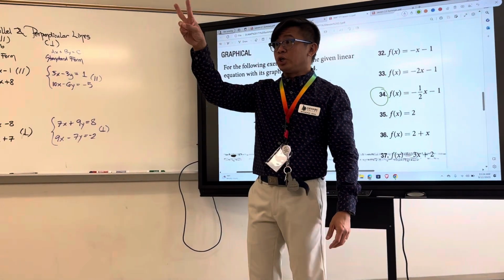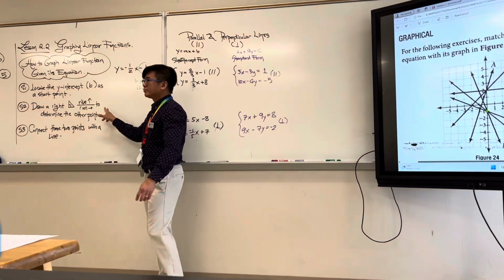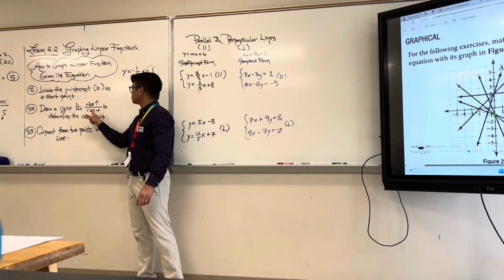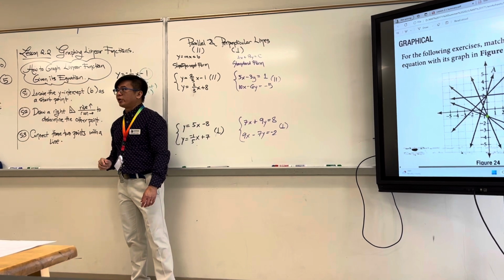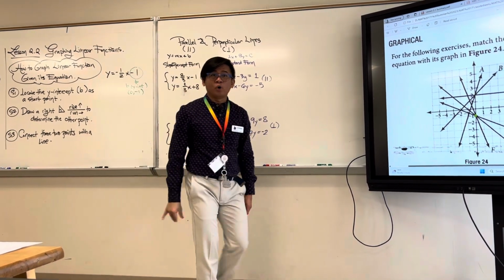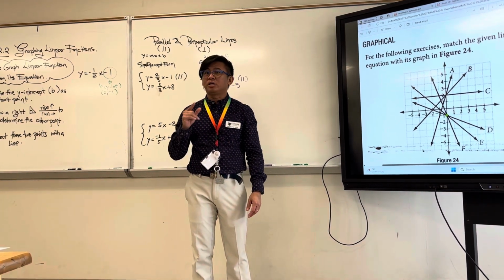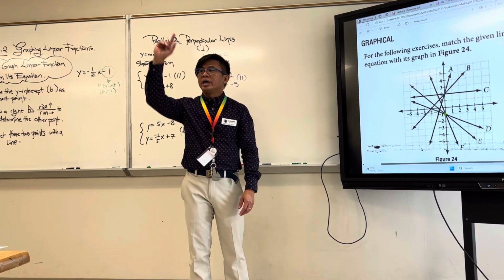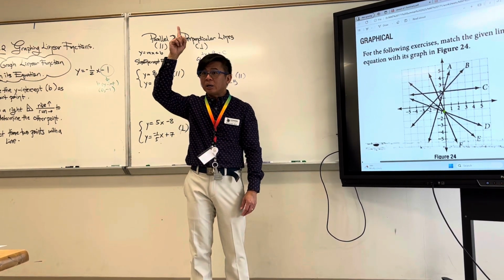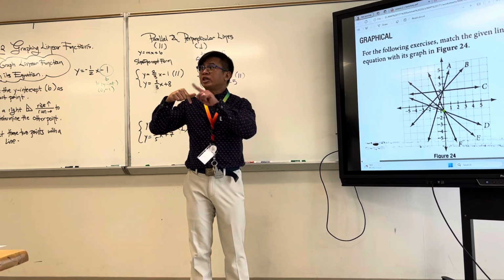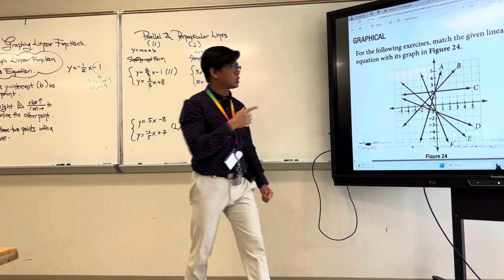Step number 2. Let's read step number 2. Jonathan, go ahead. Draw a right triangle, rise over run, to determine the other point. Thank you. So from the starting point, we're going to draw a right triangle, and the right triangle will be dependent on the slope. The numerator will be the rise. If it's positive, you go up. If it's negative, you go down. The denominator will always go to the right because it's always going to be positive. Are we good?